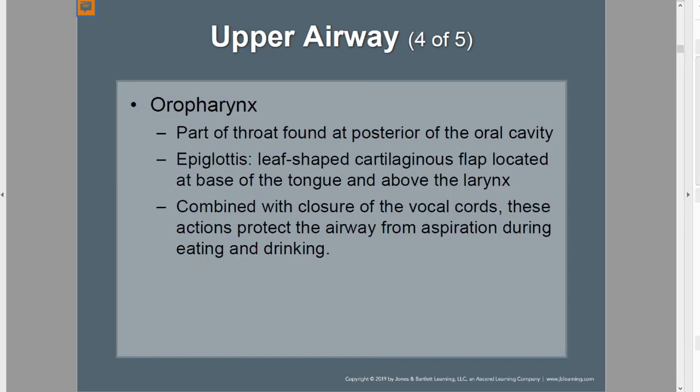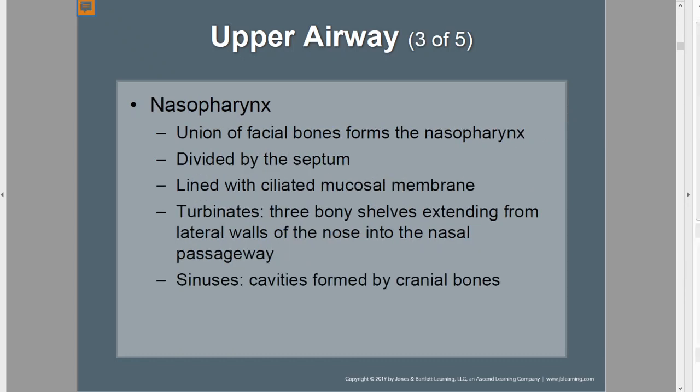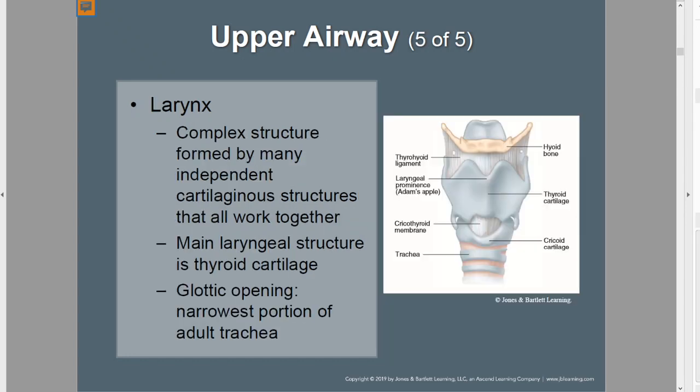Let me go back to that slide. The larynx is just superior to the trachea. There's your thyroid cartilage. It talks about the glottic opening. It's the narrowest portion of the adult trachea. So that's probably where you're going to end up having your upper airway type events happening, because it's the narrowest portion of the adult trachea.